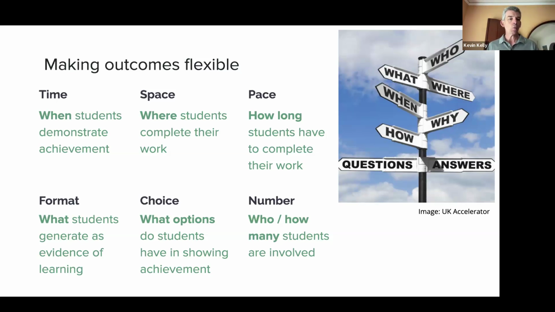For example, when are students required to demonstrate achievement of that outcome? Or where are they required to do it? How long do they have to complete the work? What formats can students use to show that they've met the learning outcomes? What choice do students have? What options do they have in terms of showing that achievement? And then are they doing this alone, or are they doing this with multiple people as part of a small group? So all these different things can either decrease or increase the flexibility depending on how we write those outcomes.